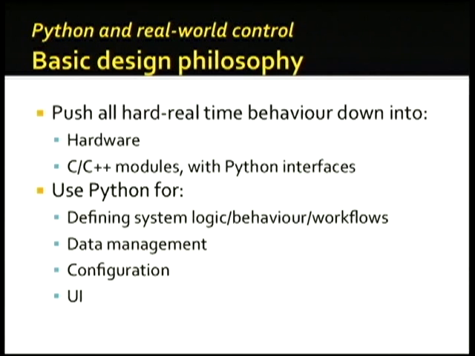So I think I've already rehashed this slide. Push it down into hardware where you can. If you have to, C, C++ modules, and use the Python for defining everything up top. It's typically the things like how your system's going to behave that is going to be changing as the scientists or engineers work with it, not the really low level, how do I turn a valve on or off? That's usually pretty straightforward. And then all the other things that you don't want to be writing in assembler or C: data management, networking, user interfaces.